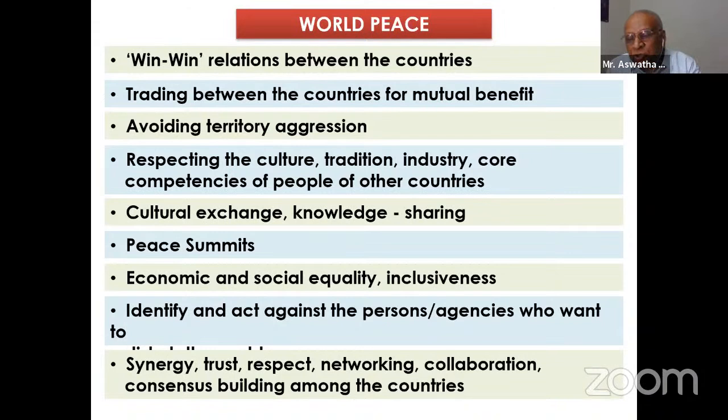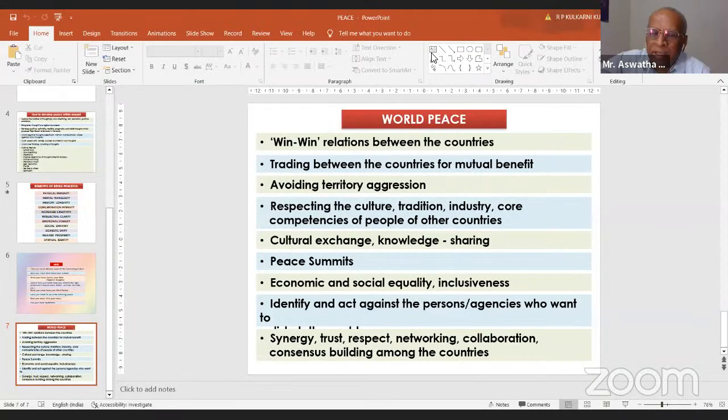Identify and act against the persons who create problems to disrupt the peace. Synergy, trust, respect, networking, collaboration, consensus amongst the countries. That is how the world will look. If the microcosm within us has been rectified, the macrocosm will become a reality. So with this, I would like to close and open for questions if there are any.